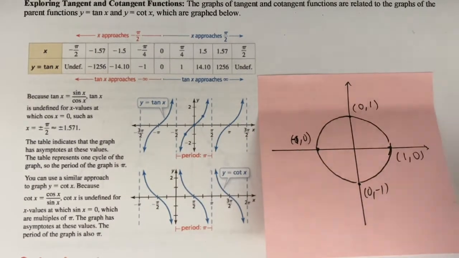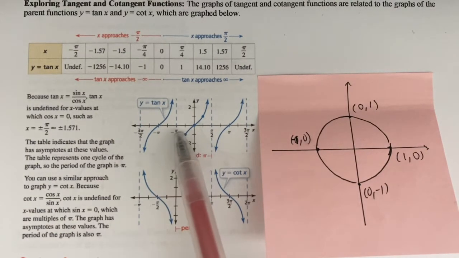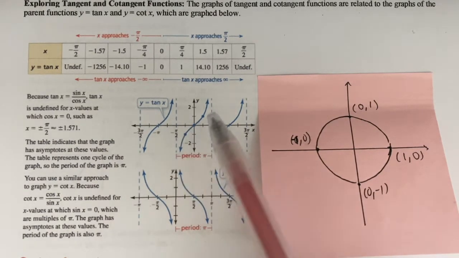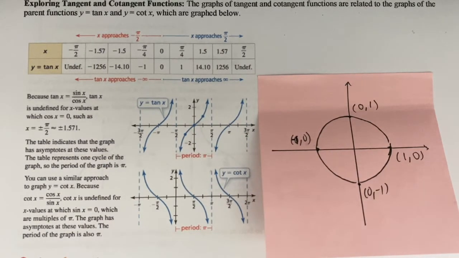The period of the tangent function is going to be pi units. So a cycle of this graph is completed in pi units. As you can see over here, the sections in between the asymptotes are pi units long. Half of the function occurs on the left side of your x-intercept, and the other half occurs on the right side of the x-intercept.